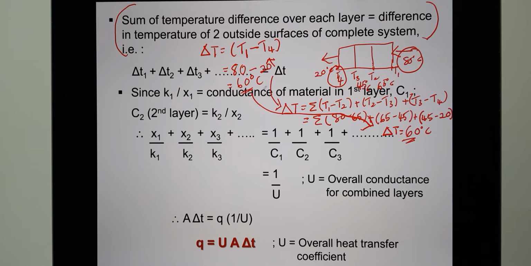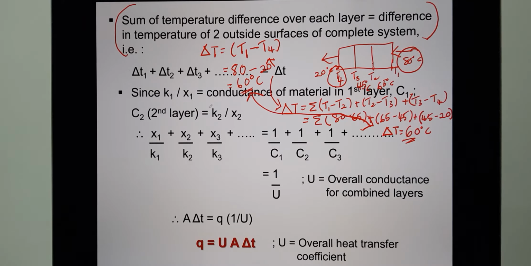Can you get this one? So what does it mean? The sum of temperature difference over each layer is equivalent to the difference in temperature of the two outside surfaces for the complete system. Okay? Alright, so now let's move on.